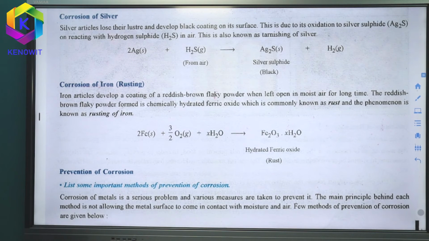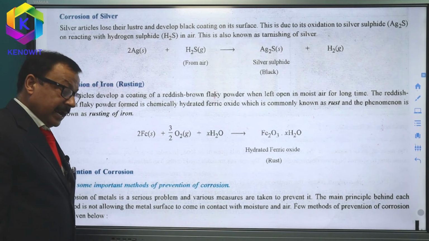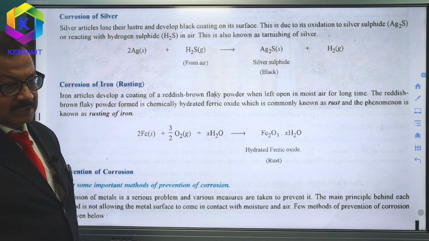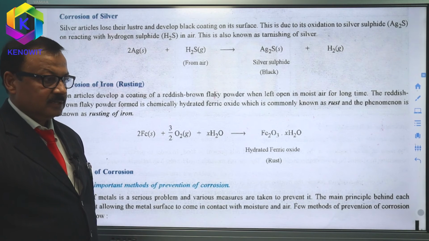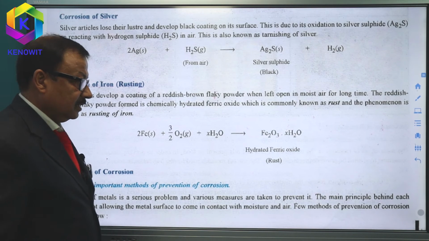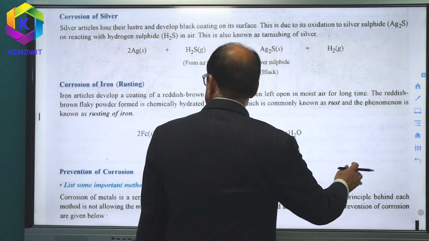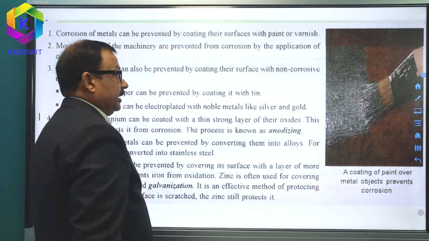Then, how to prevent corrosion? List some important methods of prevention of corrosion. Corrosion of metal is a serious problem and various measures are taken to prevent it. The main principle behind each method is not allowing the metal surface to come in contact with moisture and air, because air contains several types of gases like CO2 and H2S, and they combine and form an oxide layer, hydroxide layer or carbonate layer.